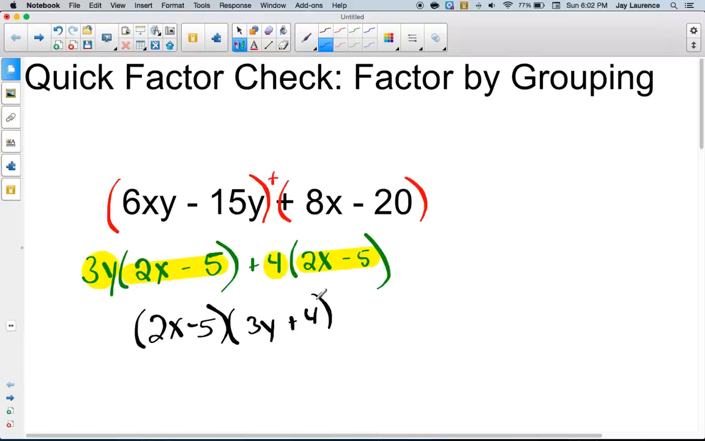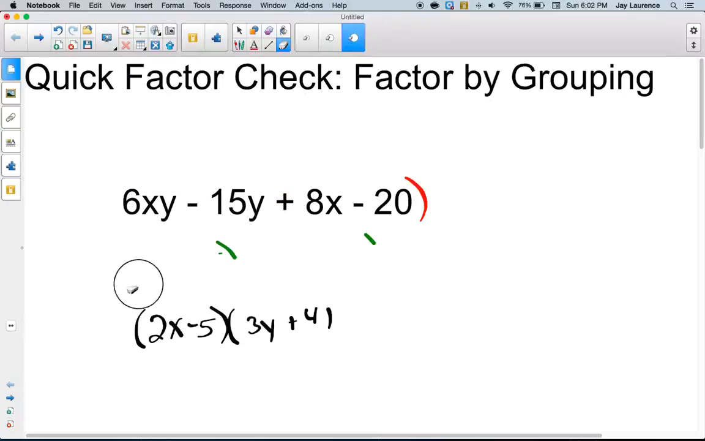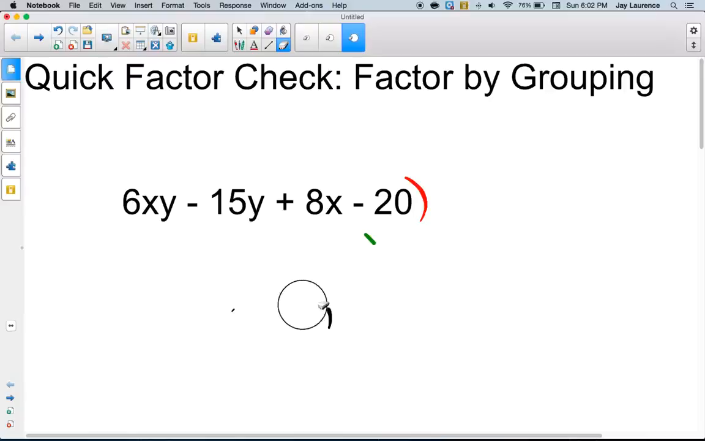Okay, so I'm going to go ahead and redo this problem because remember I mentioned the one GCF looked easier to me. So I'm going to try it differently, but you're going to see I'm going to get the same answer. Okay, so here we go.